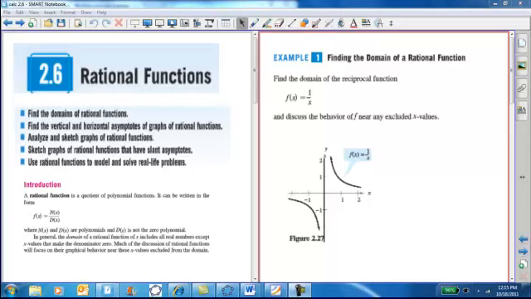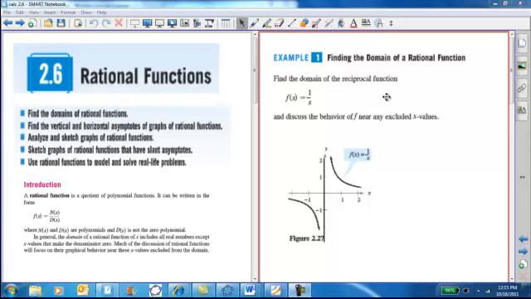Welcome, calculus students. Here we are with rational functions today. Rational functions are very much like polynomials, except that they're the ratio of two polynomial functions. Hence the word rational, ratio of two polynomials. Now, which polynomial is on the top and which is on the bottom makes a big difference in terms of what's going on here.